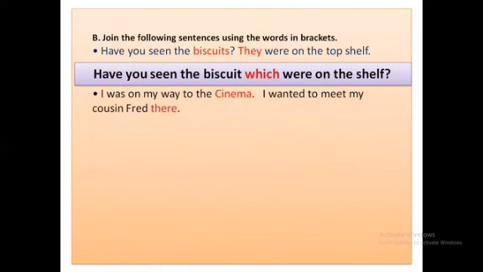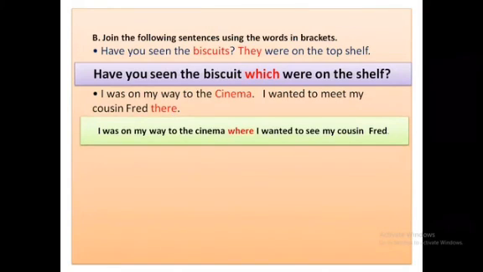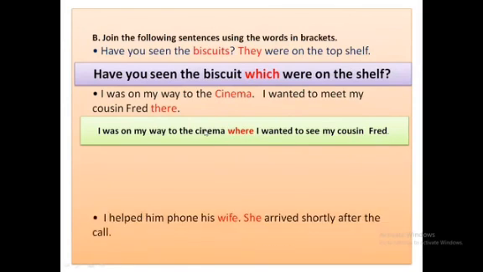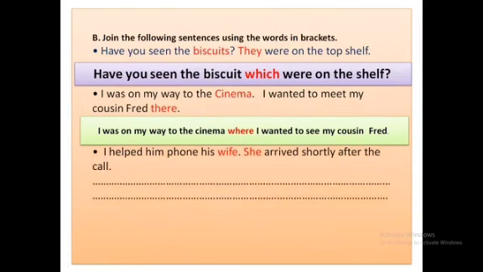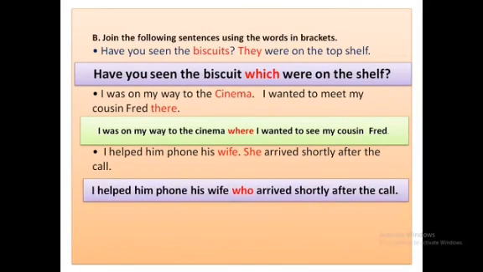Then, I was on my way to the cinema. I wanted to meet my cousin Fred there. Cinema is a place, there is a pronoun, there is a repetition. We want to avoid the repetition. We want to write one long sentence. I was on my way to the cinema where I wanted to see my cousin. So where, followed by a subject, refers to a place. Then the other example, I helped him phone his wife. She arrived shortly after the call. I helped him phone his wife, who arrived shortly after the call. Who refers to a person and is followed by a verb.